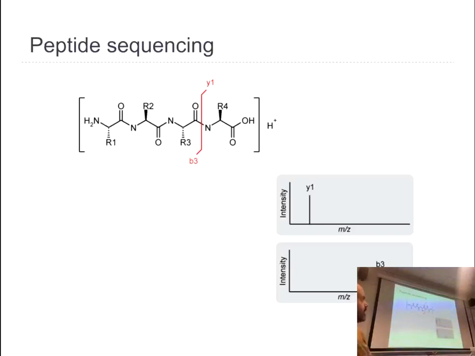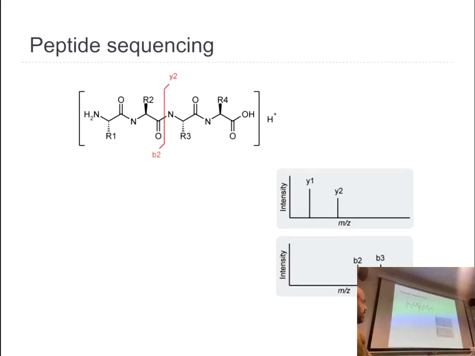What I mean by corresponding is that these two ions, the Y1 and the B3, give you the same information about which bond fragmented. It's the same bond that fragmented here, yeah? They sort of correspond to each other. So if you then had fragmentation here, you're going to get your Y2 and your B2, and here you're going to get your Y3 and the B1.